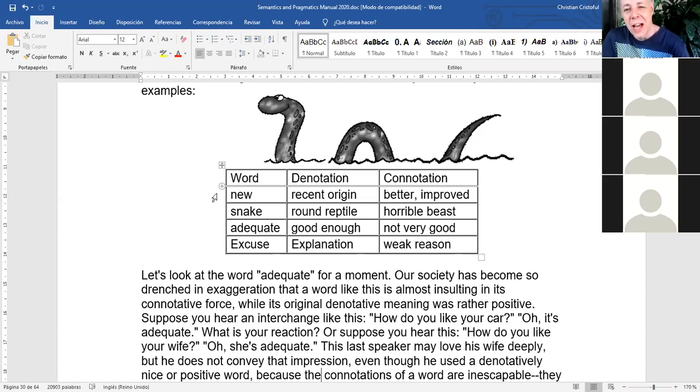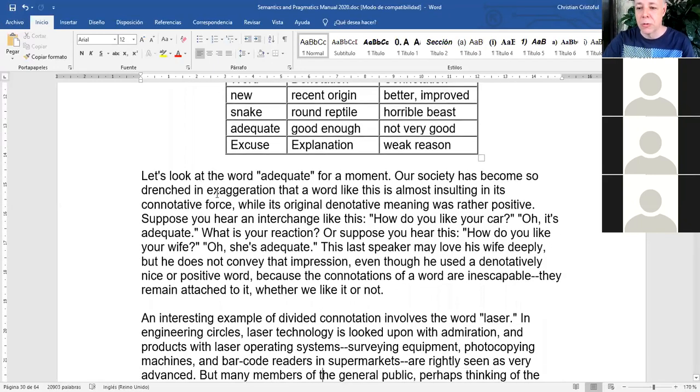The following one, excuse. An excuse is an explanation. Normally, an explanation of why something has not been done. Okay? But the connotation of an excuse is a weak reason. We teachers think about that all the time. We think that the student is giving excuses, and excuse means a weak reason. Okay, that's the stereotype of a teacher, yes, and the stereotype of a student as well. Very good. So please at home go over the manual.